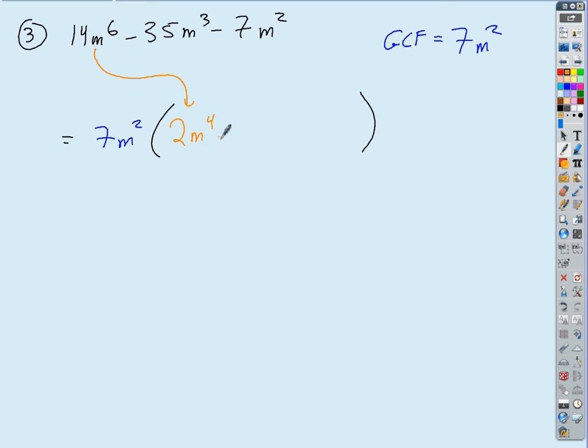Okay? Mackenzie, what's going to be the next one? If I divide negative 35m cubed by 7m squared, what am I going to get? There you go, negative 5.